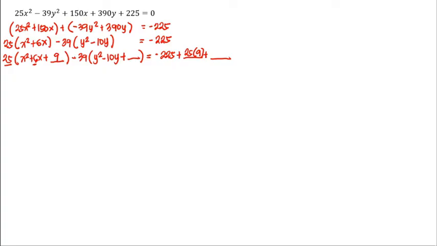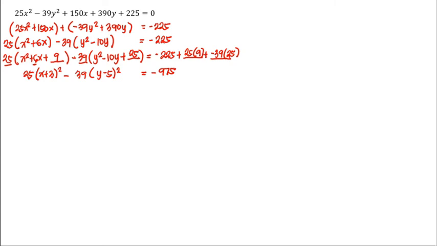Okay? Next, for the second one, we will take negative 10 divided by 2. So that is negative 5. Squaring it, you have 25. So we will add negative 39 times 25 here since we have a multiplier negative 39 here. So from that, we can now have the factored form of this equation, which is 25 times x plus 3 quantity squared, minus 39 times y minus 5 quantity squared, equal to, if we add all terms here, negative 975. Okay?